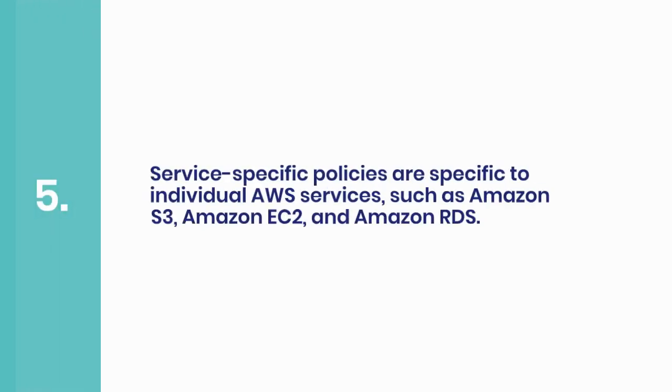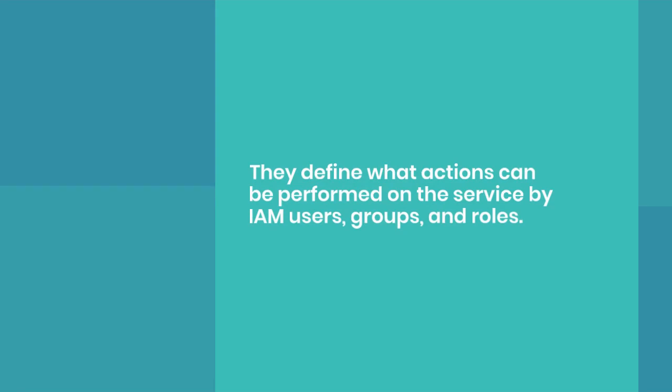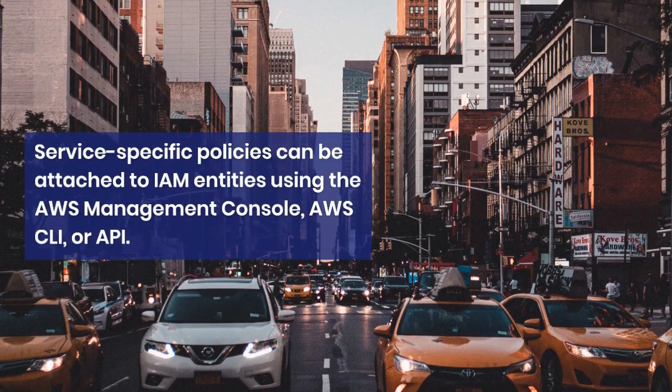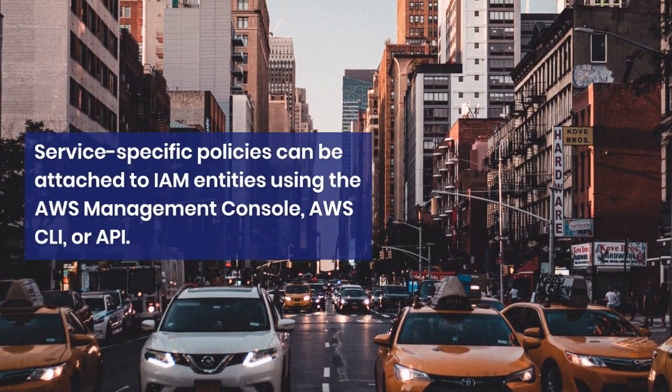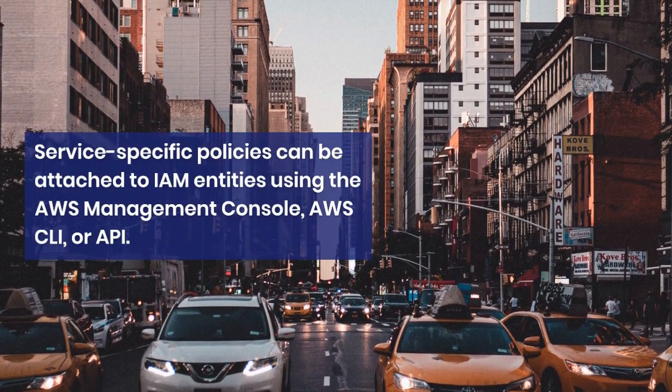Service-specific policies. These policies are specific to individual AWS services, such as Amazon S3, Amazon EC2, and Amazon RDS. They define what actions can be performed on the service by IAM users, groups, and roles. Service-specific policies can be attached to IAM entities using the AWS Management Console, AWS CLI, or API.